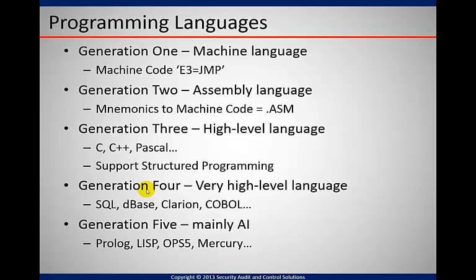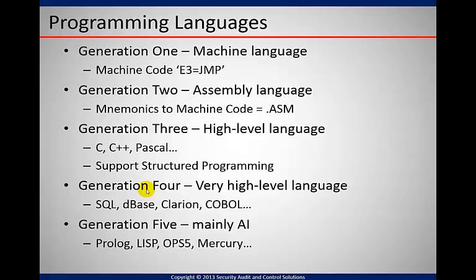Then generation 3, to make it even easier for people to program and to support structured programming, which means functions and procedures, high-level languages were designed. Initially C with Kernighan and Ritchie, and then other languages like C++ and Pascal and many more. The objective initially of C was a language that generated assembler code, which was assembled.